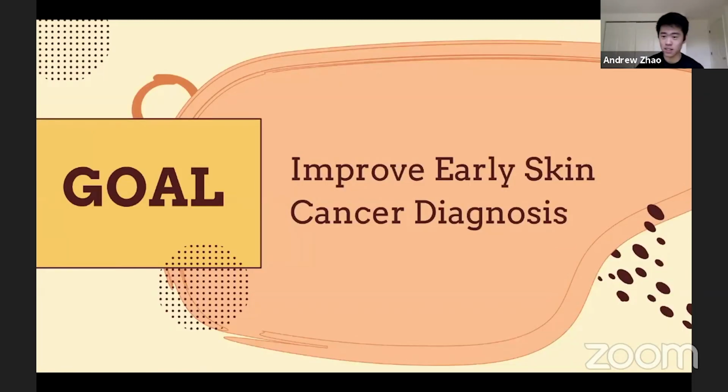Consequently, our goal is to improve early skin cancer diagnosis to improve patient outcomes. We do this through a process called machine learning, which means that we train a computer to recognize images based on a training set and then extrapolate to generalized data sets.